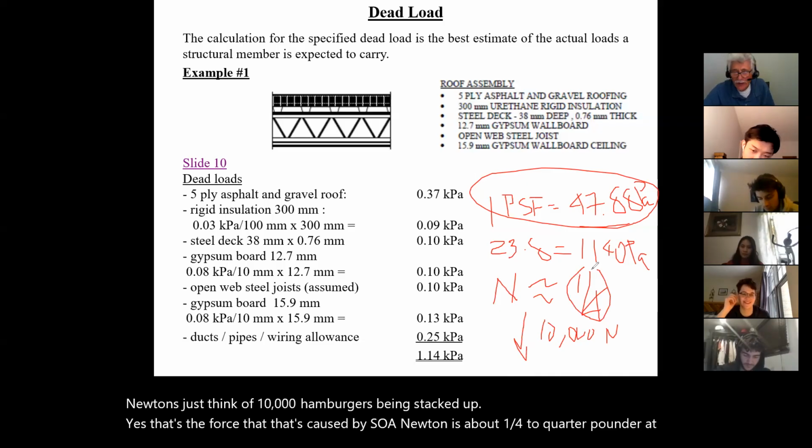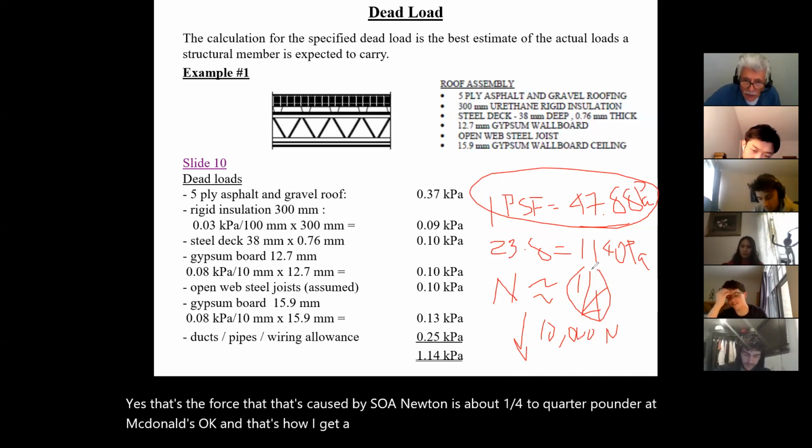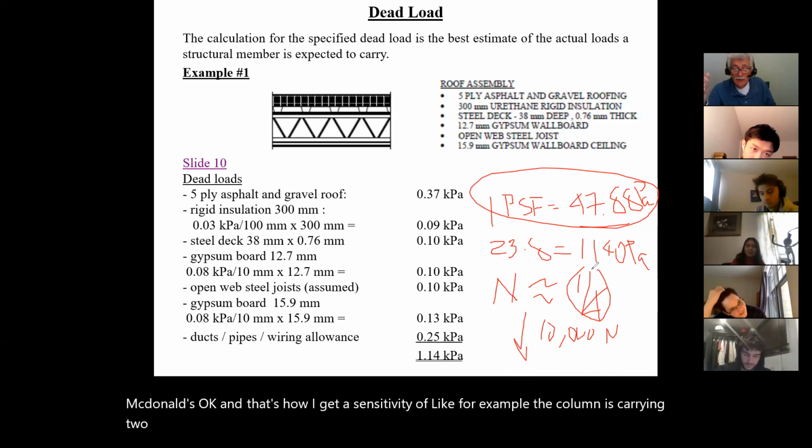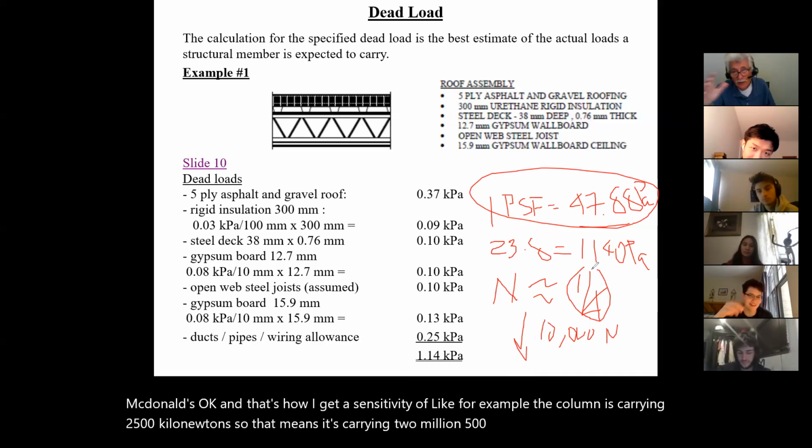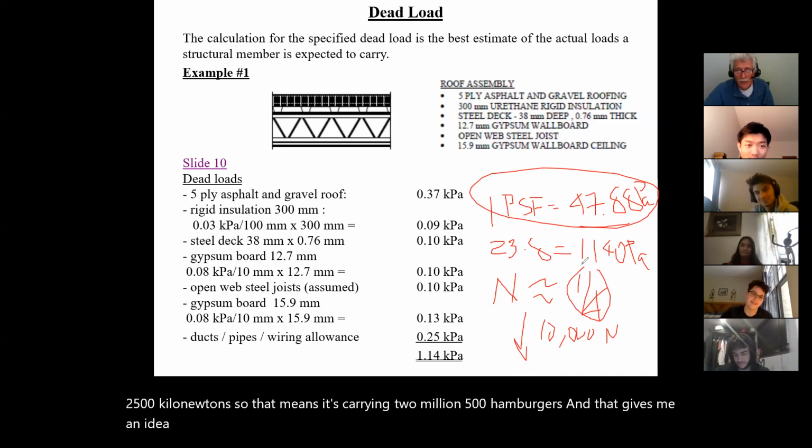So a Newton is about the quarter pounder of McDonald's. Okay, and that's how I get a sensitivity of, for example, the column is carrying 2,500 kilonewtons, so that means it's carrying 2,500,000 hamburgers, and that gives me an idea. Yeah, that's a reasonable load. Understand? So that's how I tend to.